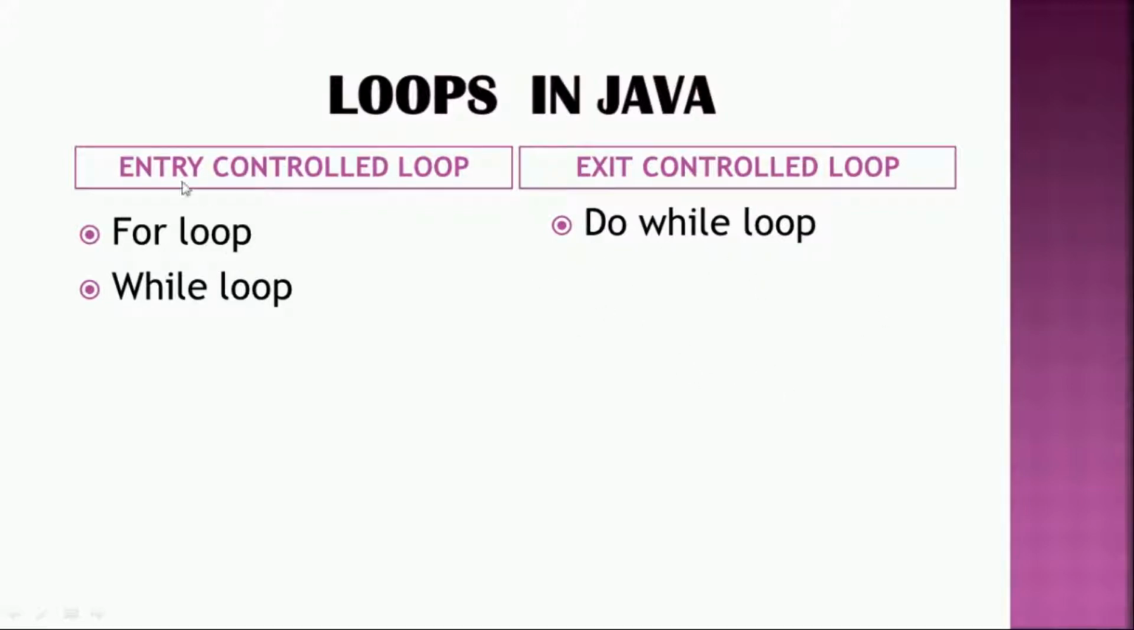So here, entry control loops are of two types: for loop and while loop. And for exit control loop, we have the do-while loop. The differences of these three types, the syntax and all, we'll be learning in the practical sessions.